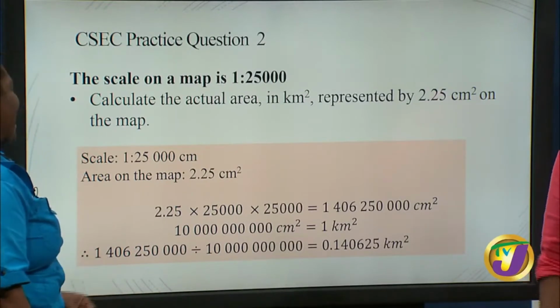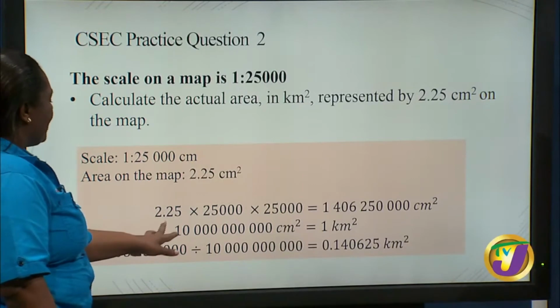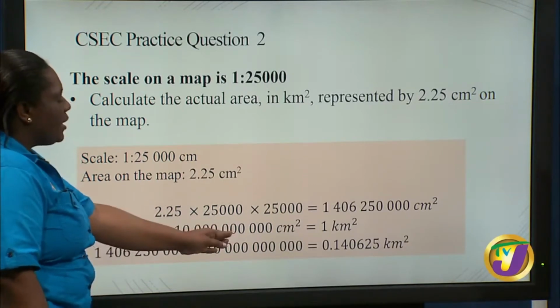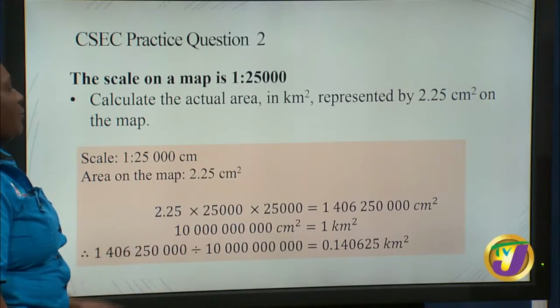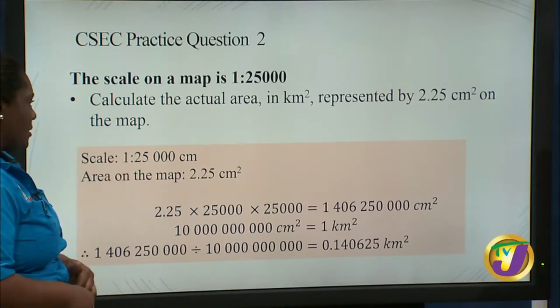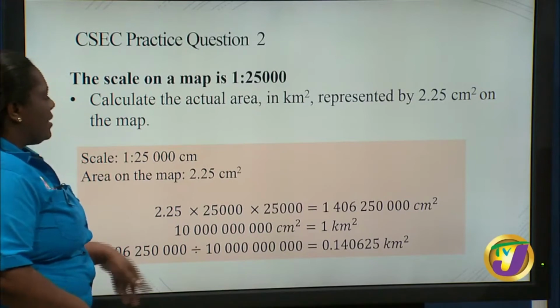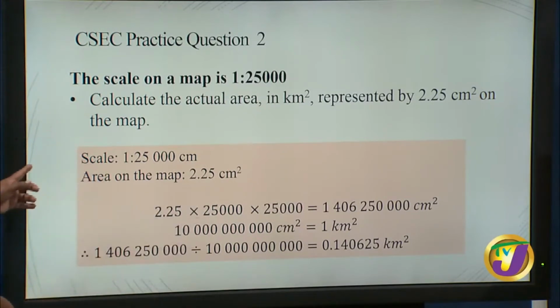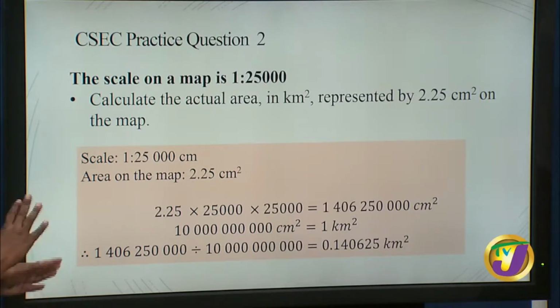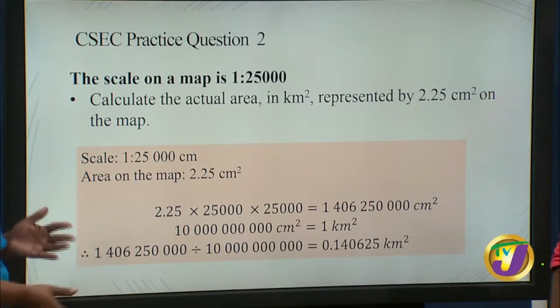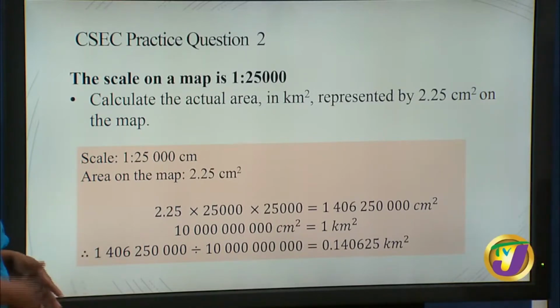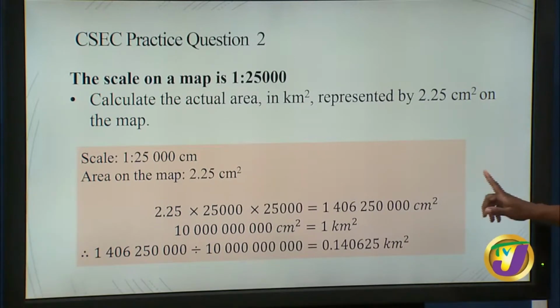And then we know that 10 billion square centimeters will give us 1 square kilometer. So we do our division, and our answer for this case is that the actual area is equal to 0.140625 square kilometers. The question did not ask that we do any form of rounding, so we have to stick to the exact value. Okay, precision. We can live with that.